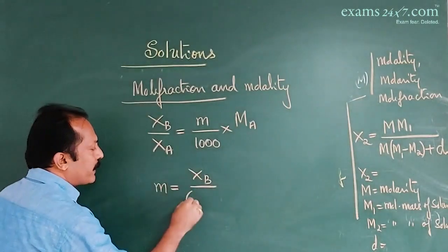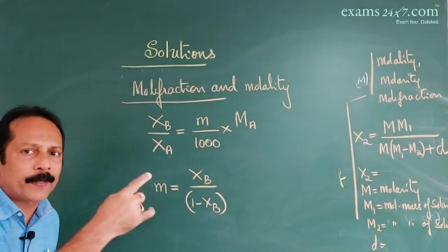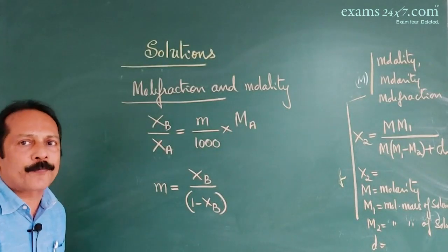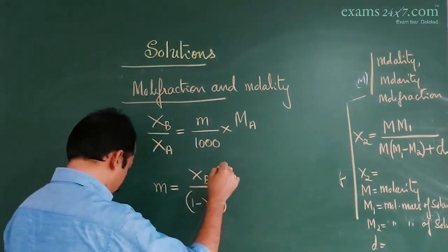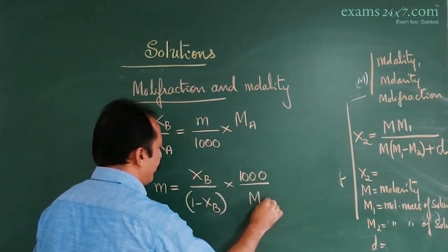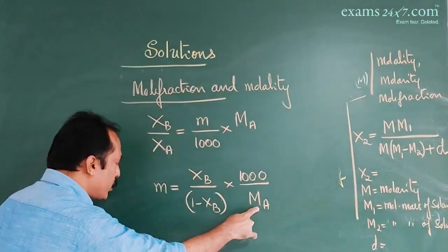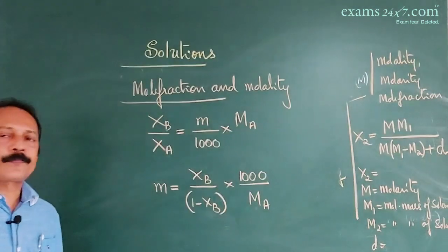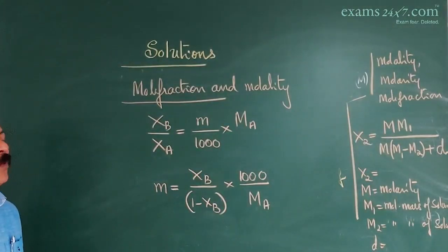So mole fraction of A is nothing but 1 minus mole fraction of B. The sum of the mole fractions XA plus XB is equal to 1. Therefore, XA is equal to 1 minus the mole fraction of B, into 1000 divided by M into A. This MA refers to the molecular mass of the solvent. So this is a relation between mole fraction and molality.